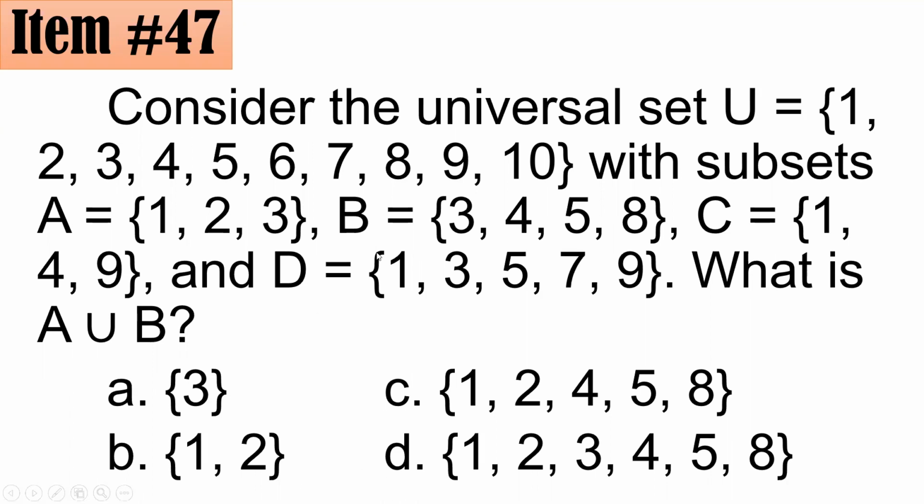Ang letter A naman po, notice nyo yung 3 is element na common sa A at saka sa B. Yung letter A option po na 3 lang yung laman, intersection po yan. Baliktad po siya ng union. So, kung intersection po, letter A. Kung union, letter D. I hope na okay po. May katanungan po about the solution? Okay, wala naman. Thank you.